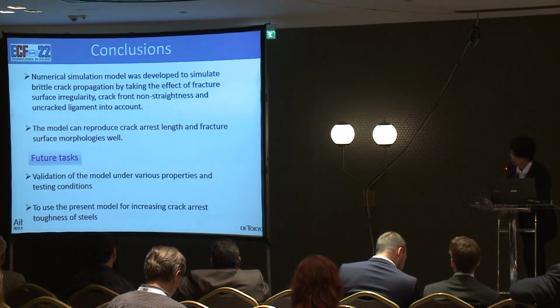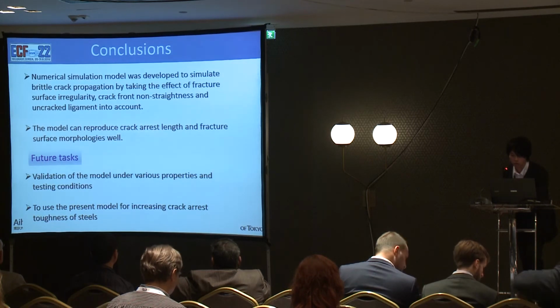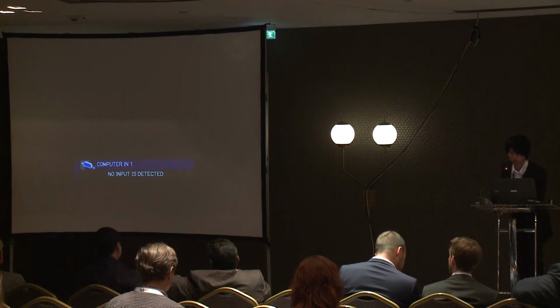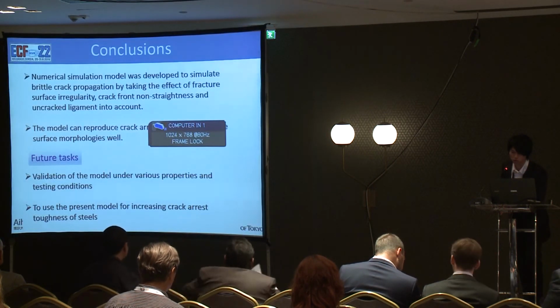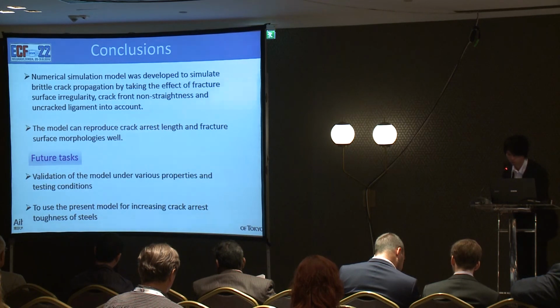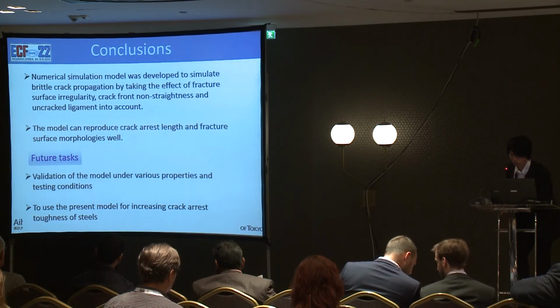This is the conclusion and future tasks. A numerical simulation model was developed to simulate brittle crack propagation by taking the effect of fracture surface irregularity, crack front non-straightness, and uncracked ligament into account. The model can reproduce crack arrest length and fracture surface morphologies well. Future task is validation of the model under various properties and testing conditions to use the present model for increasing arrest toughness of steels.